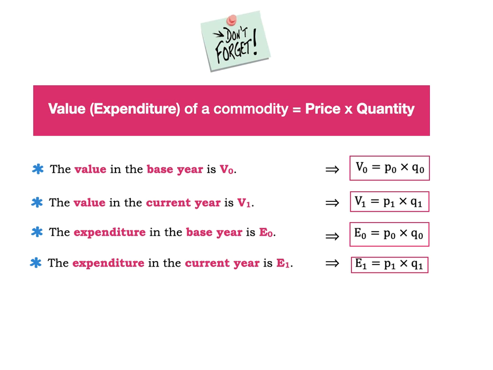The expenditure in the base year is denoted by E naught and has the formula E naught is equal to p naught into q naught. And the expenditure in the current year is E1, which is E1 is equal to p1 into q1. So depending on what word is used in the problem, you have to use the formula in terms of value or you have to use it in terms of expenditure.